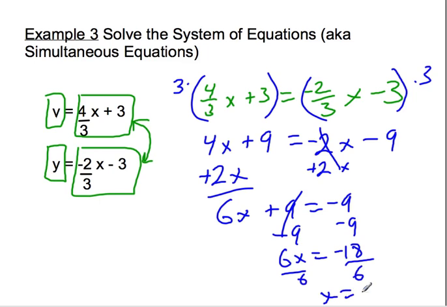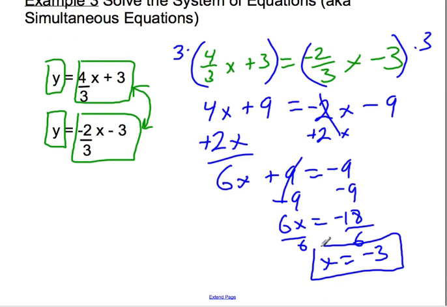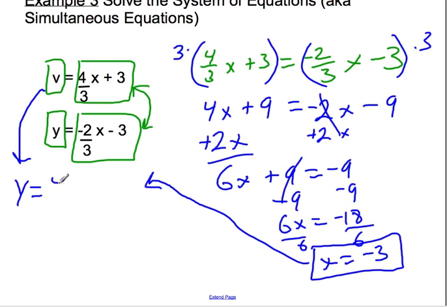And we get x equals negative 3. So x equals negative 3 at the point of intersection. We just got to find the y value now. So we can use either one of these equations. I'm going to use the first one. Y equals 4/3 x plus 3, and of course x equals negative 3.